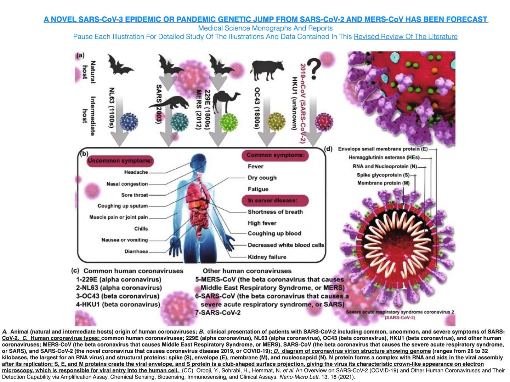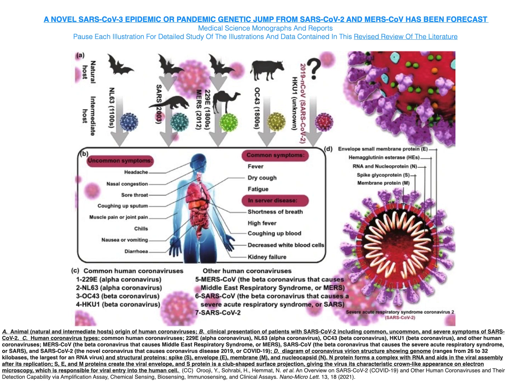D. Diagram of coronavirus virion structure showing genome and structural proteins, spike S, envelope E, membrane M, and nucleocapsid N. N protein forms a complex with RNA and aids in the viral assembly after its replication. E and M proteins create the viral envelope.